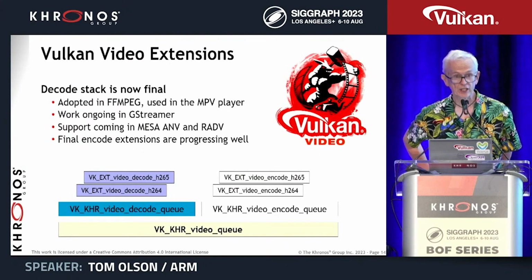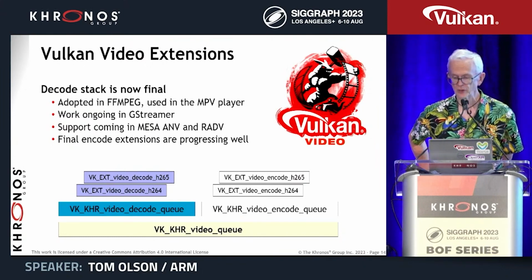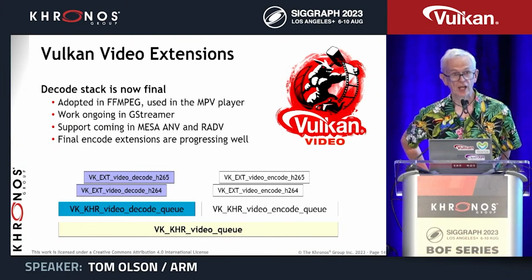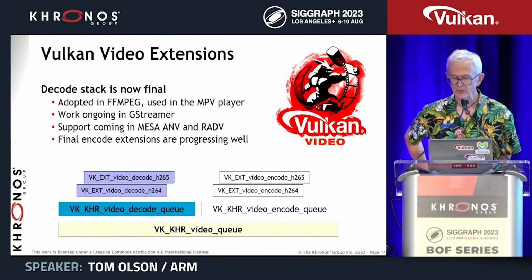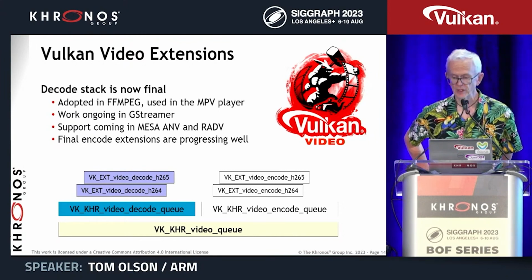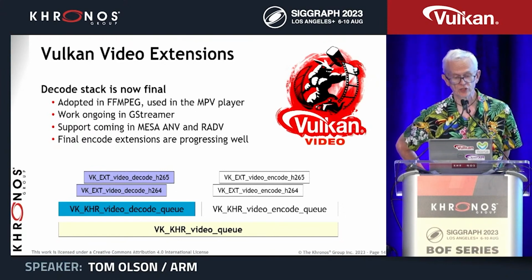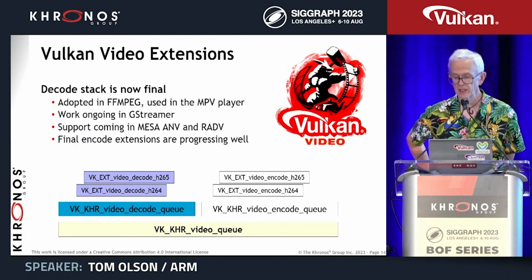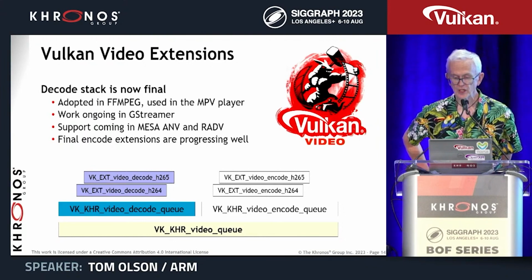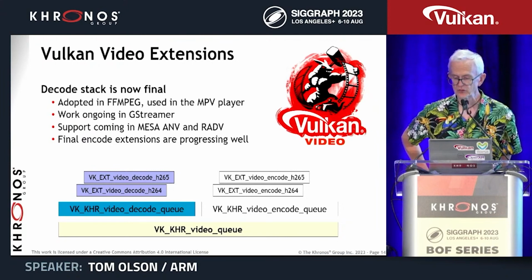This was originally released more than a year ago as a set of 7 provisional extensions. Provisional meaning they're not final and you aren't supposed to put them in production code. The decode side of the stack has now gone final and been released, and it's starting to see serious adoption. It's used in FFmpeg, the latest version, and therefore it's being used in some of the applications that use it, such as the MPV media player. There's work ongoing to use it in GStreamer, although that's still in pull requests.